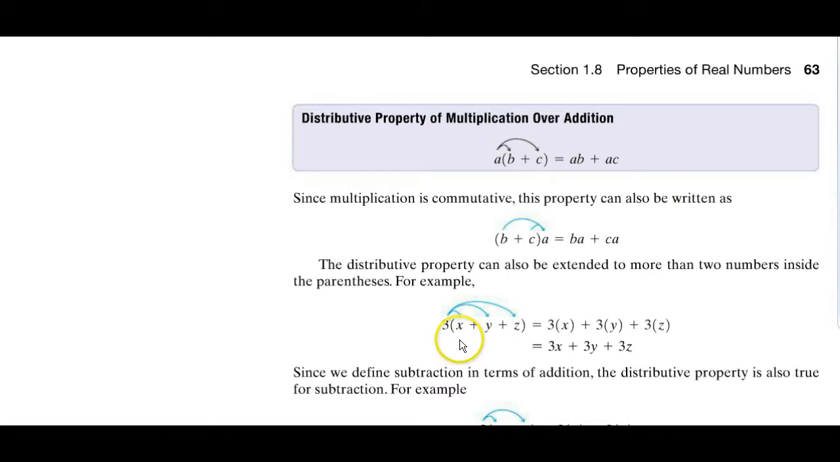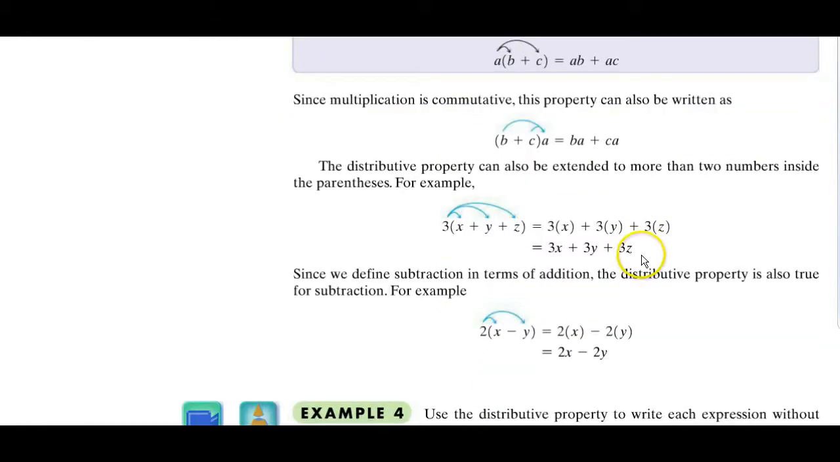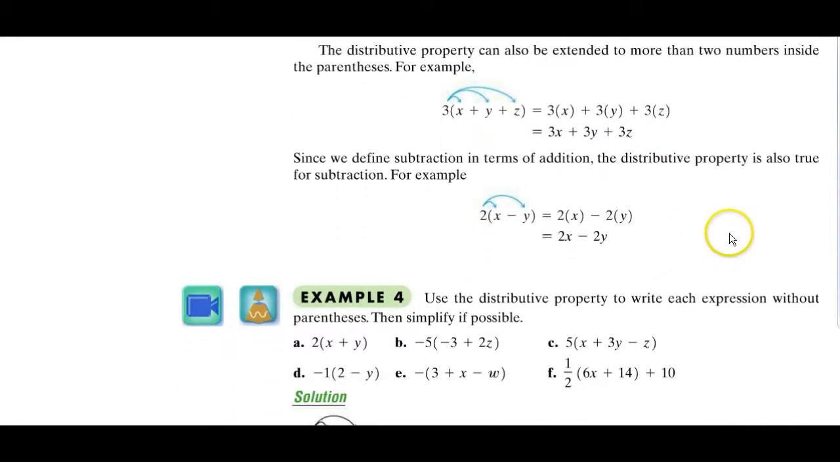Now sometimes there'll be 3 terms. We distribute that 3 among each. And can you see now there's a common factor of 3 in each one of these that you could factor out and go back to this. And subtraction is the same.